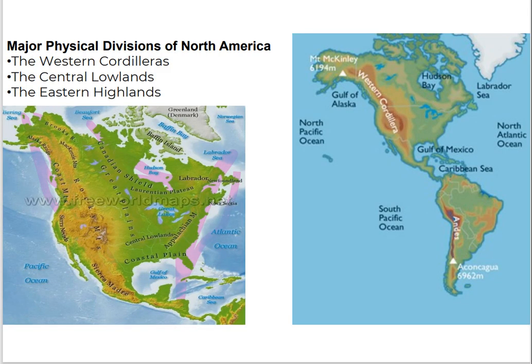Okay, next we see the major physical divisions. The first one is Western Cordillera. Why it is named Cordillera, I have already discussed. The next one is Central Lowlands. Here it is, Central Lowlands. Okay, and the next one is Eastern Highlands. Here it is, Eastern Highlands. Okay, you see Western Cordillera, Central Lowlands, and Eastern Highlands.